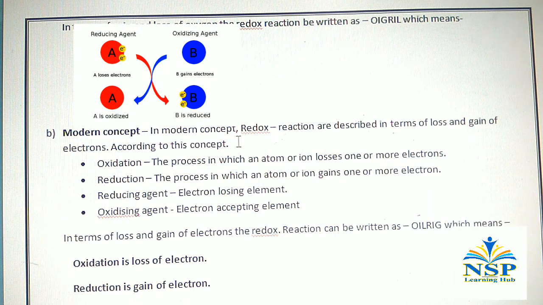Modern concept. In the modern concept, redox reactions are described in terms of loss and gain of electrons. According to this concept, oxidation is the process in which an atom or ion loses one or more electrons. Reduction is the process in which an atom or ion gains one or more electrons. Reducing agents are electron losing elements. Oxidizing agents are electron accepting elements. In terms of loss and gain of electrons, redox reaction can be written as OILRIG, which means oxidation is loss of electrons and reduction is gain of electrons.